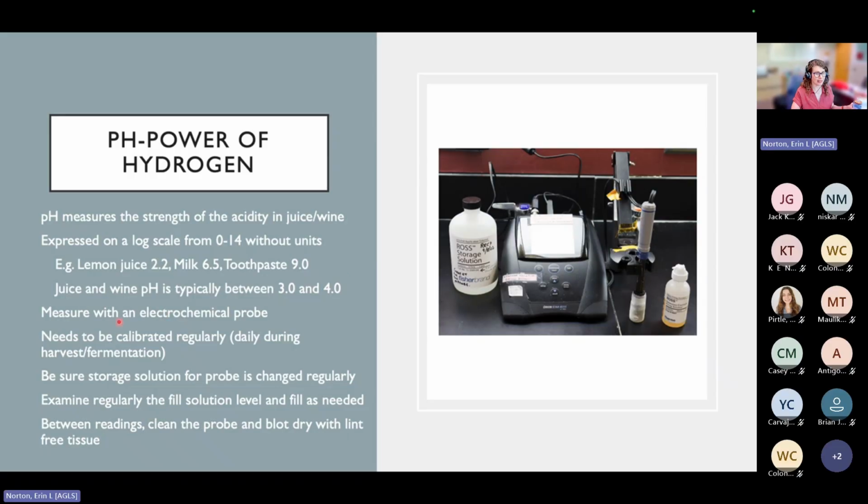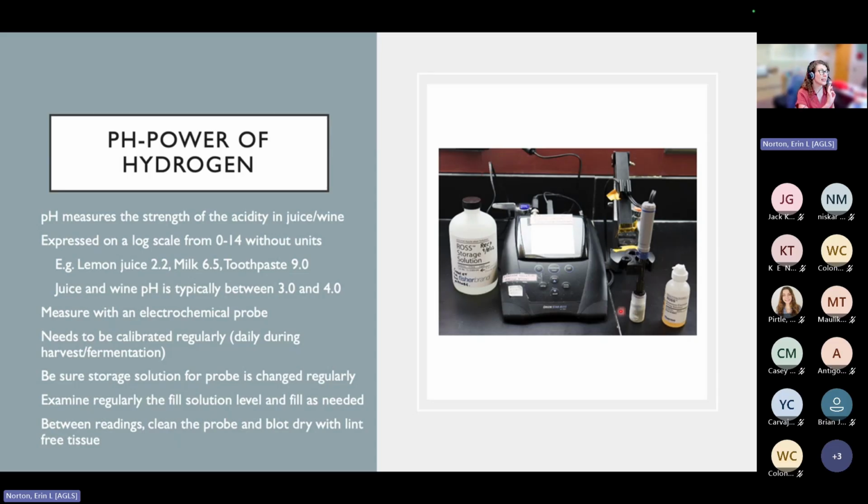So we measure it with an electrochemical probe. The probe in this picture is right here. It needs to be calibrated daily, especially during harvest. These probes are sensitive, they can drift, so it needs to be calibrated with proper and unexpired calibration solution on a daily basis during the harvest season. Be sure that you have storage solution. This solution here is the solution in this little container that the pH probe goes in at the end of the day.